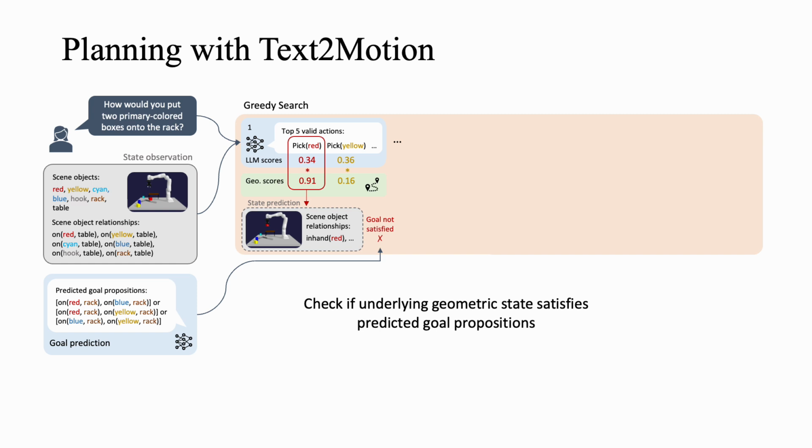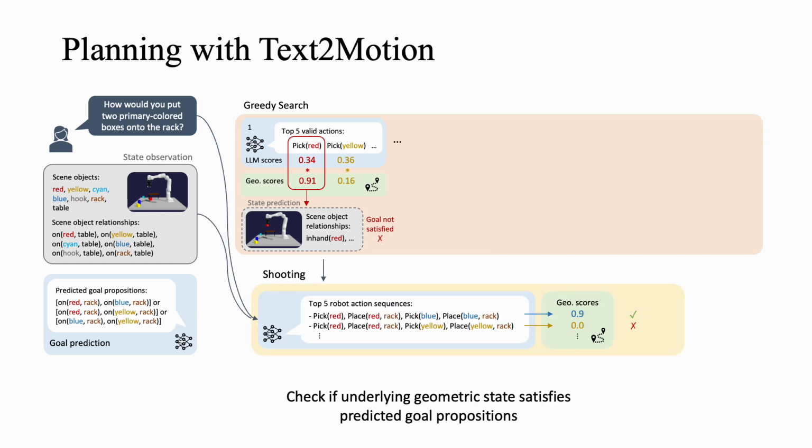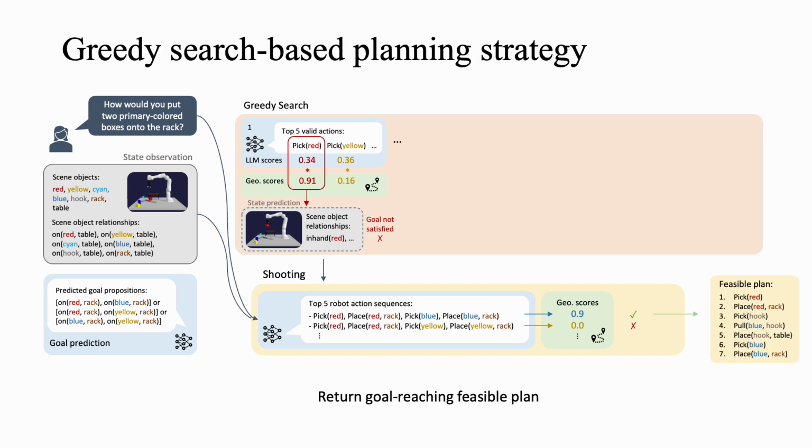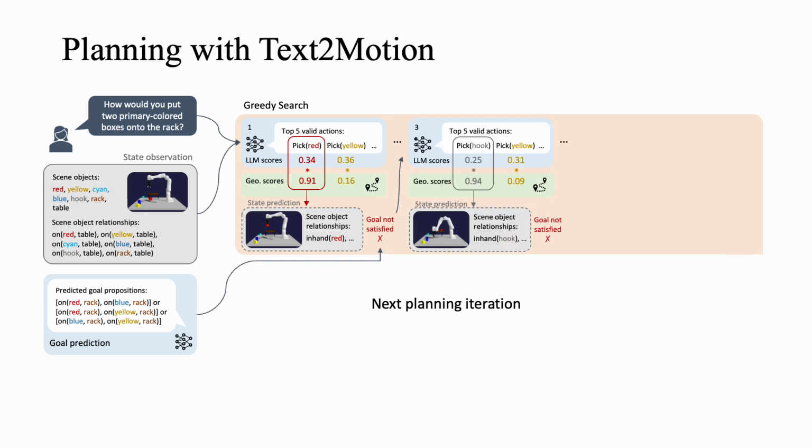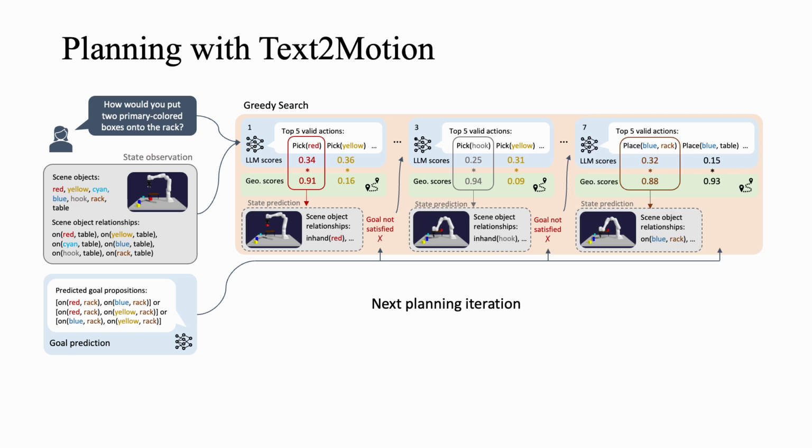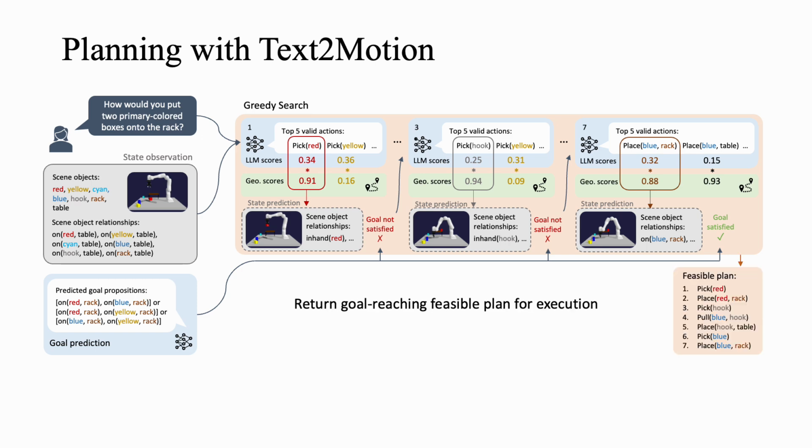If the future state does not satisfy the inferred goal propositions, the shooting planner is re-invoked at this state to generate a new set of candidate skill sequences. If a goal-reaching skill sequence is found, the plan is returned for execution. Otherwise, the greedy search continues for several iterations until the future state predicted by the learned dynamics model satisfies the inferred goals, in which case we return a goal-reaching feasible plan for execution.